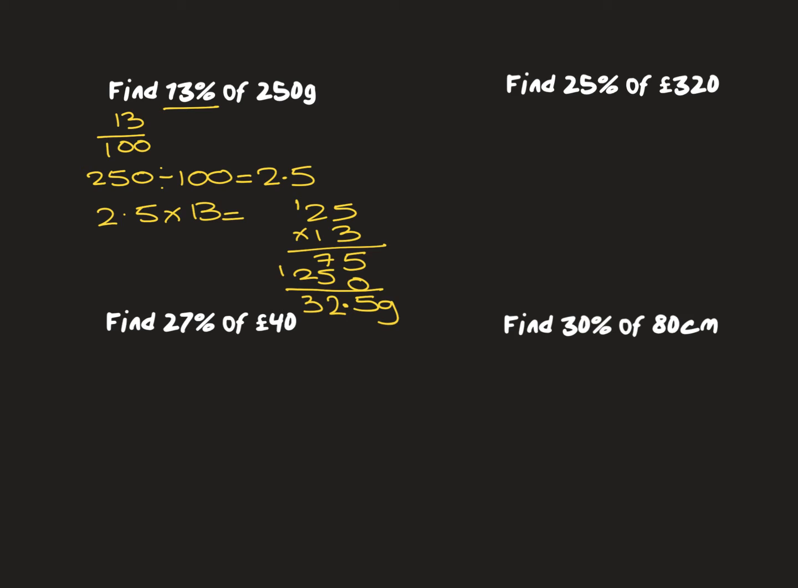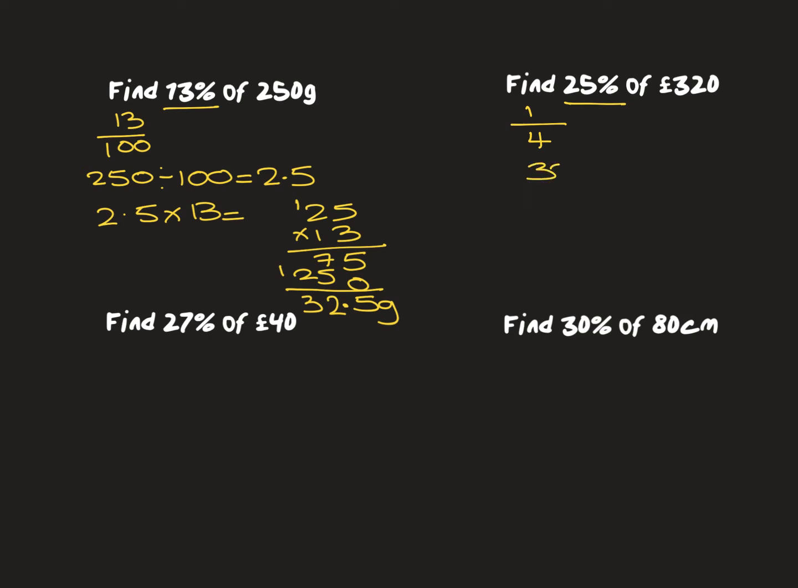Okay, so we now are going to find 25% of 320. Now some people might know that 25% is just a quarter, or you can write it as 25 over 100 and simplify that down. But most people will know that 25% is a quarter. So I'm going to find a quarter of 320.